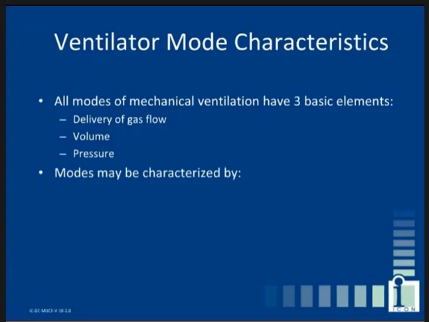As modes become more distinctive, universally accepted descriptors become increasingly important. For the purpose of this presentation, modes may be characterized by the following: a trigger, either time or patient; the target, either volume or pressure; the cycle off, either time or pressure; and the gas flow pattern, either constant or decelerating. These will be discussed in greater detail throughout the presentation.